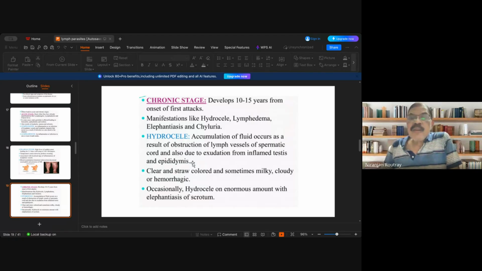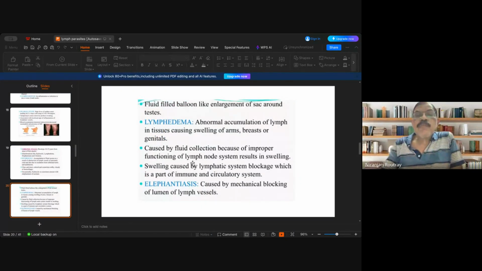Occasionally hydrocele occurs in an enormous amount with elephantiasis of the scrotum, a fluid-filled balloon-like enlargement of the scrotal sac. They become laden with fluid, which leads to enlargement with pain. Lymphedema is the abnormal accumulation of lymph in tissues causing swelling of the arms, the breast, or the genitalia. Swelling is caused by fluid collection because of improper functioning of the lymph nodes.